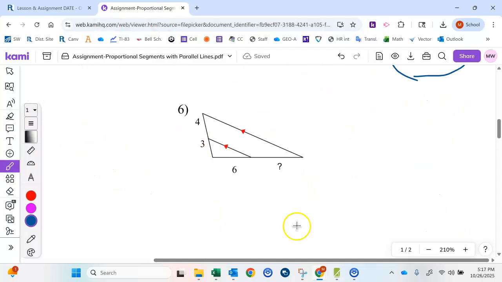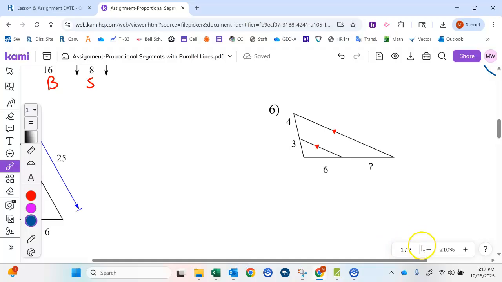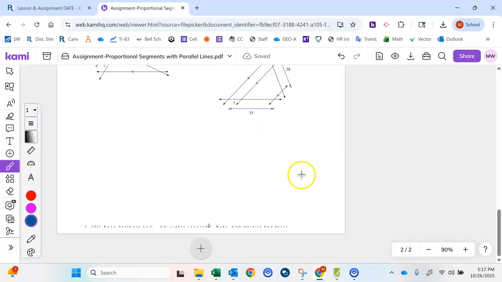So go ahead and try the rest of them and make sure you enter it into Canvas to receive credit for completing the assignment.